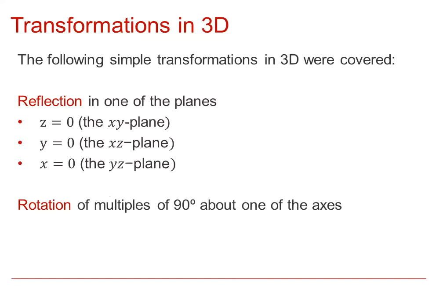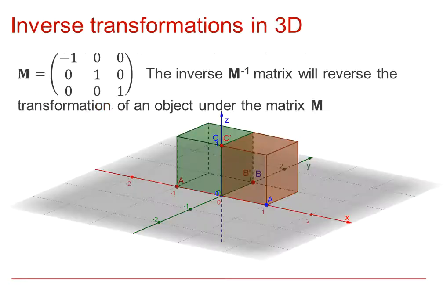The following simple transformations in 3D were covered. Reflection in one of the planes: z equals 0, the xy plane; y equals 0, the xz plane; x equals 0, the yz plane. We also looked at rotation of multiples of 90 degrees about one of the axes. We can think of inverse transformations in 3D as being related to inverse matrices, just as we did in 2D.